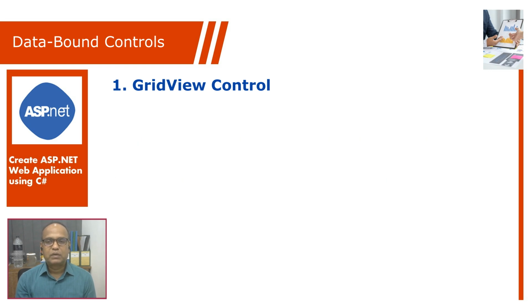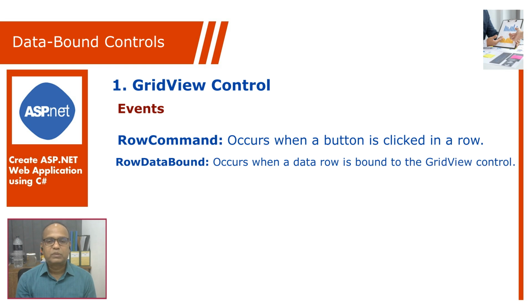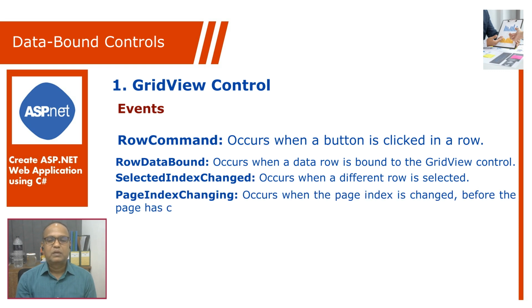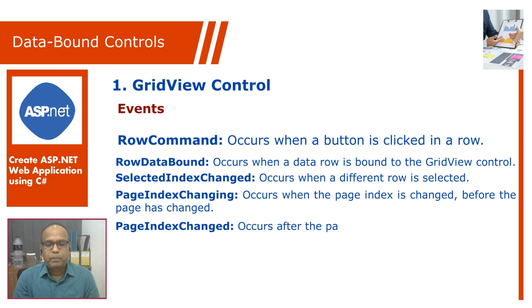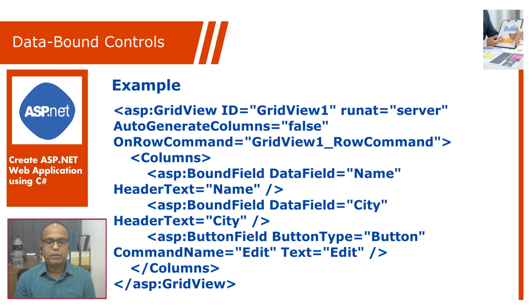Events. Row command occurs when a button is clicked in a row. Row data bound occurs when the data row is bound to the GridView control. Selected index changed occurs when a different row is selected. Page index changing occurs when the page index is changed before the page has changed. Page index changed occurs after the page index has been changed.